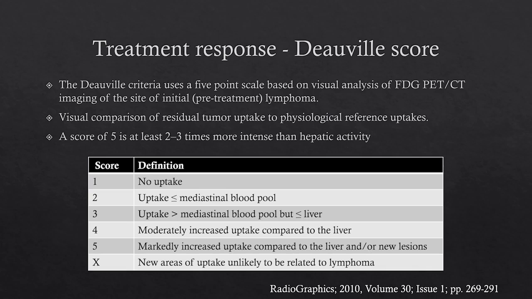A score of 5 also applies if you're following up and have new lesions which you think are lymphomatous involvement. A score of X means you have a follow-up study and see new areas of uptake that you feel are unlikely to be related to the lymphoma.